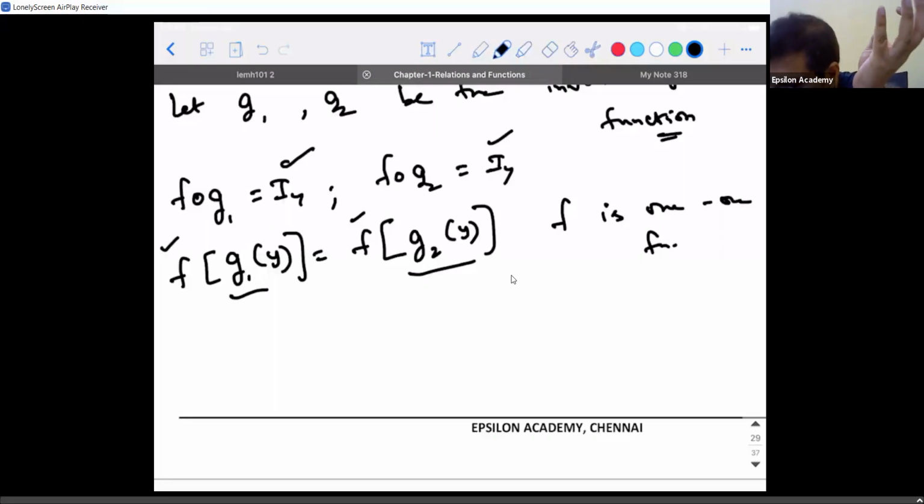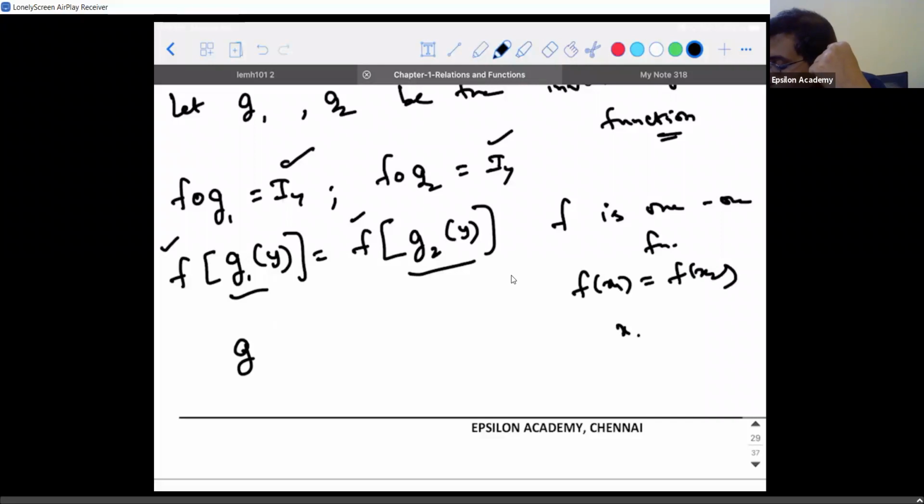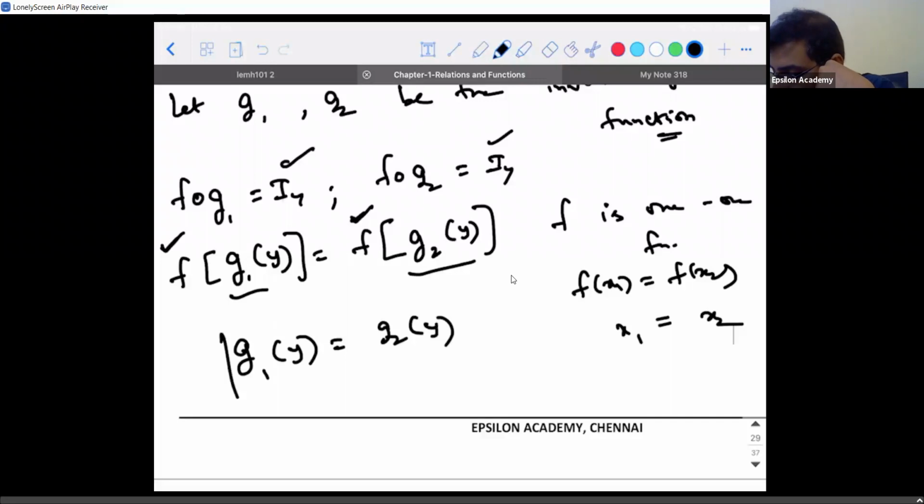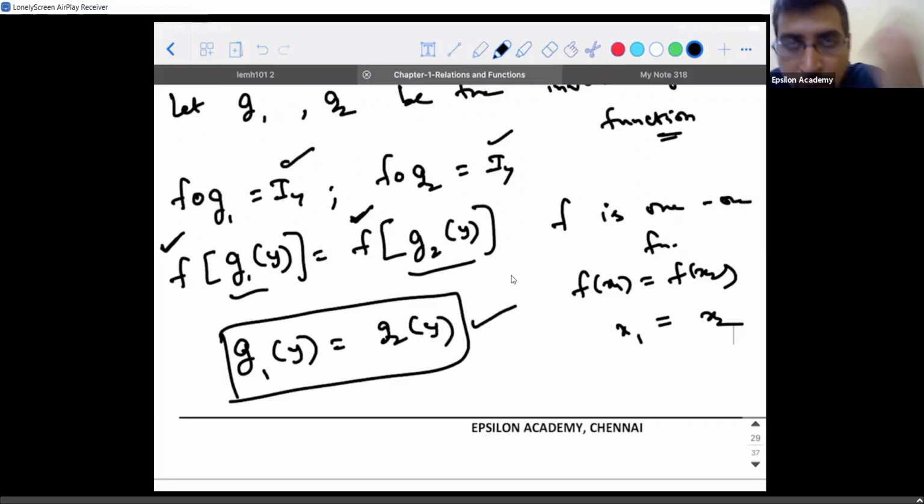It is one-to-one. See, f is a one-to-one function. If f of x1 is equal to f of x2, then what is the relation between x1 and x2? They're equal. Similarly, f is a one-to-one function, so whatever is inside the bracket of f should be equal. G1 of y should be equal to G2 of y. Hence, there exists a unique inverse.